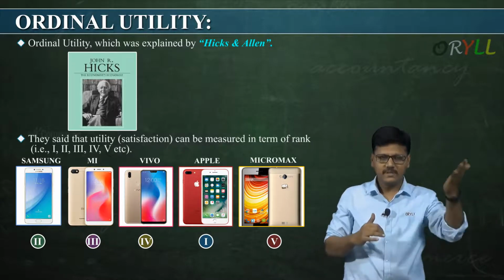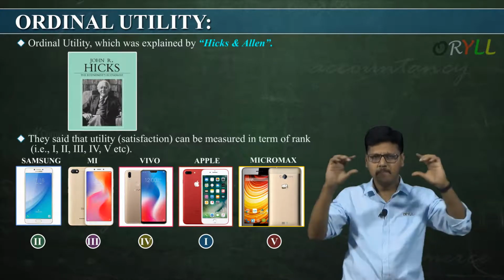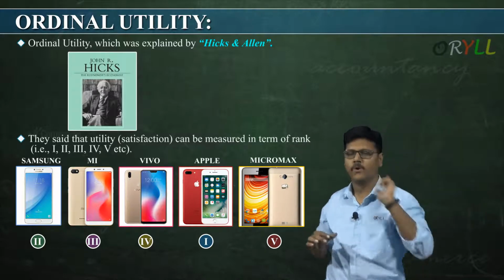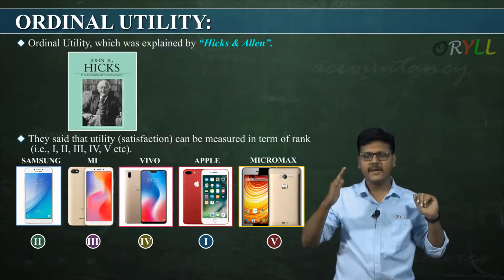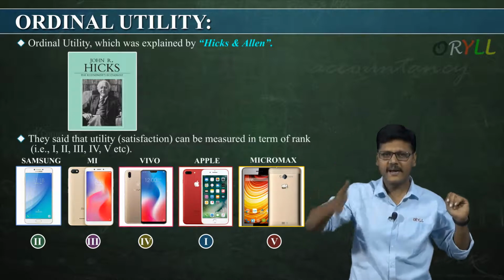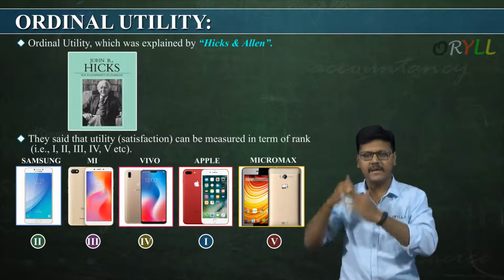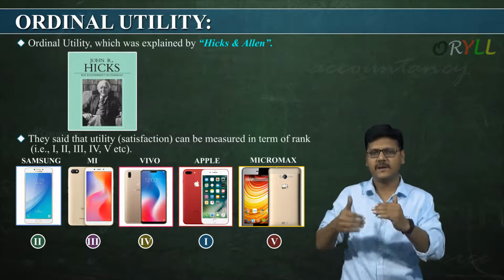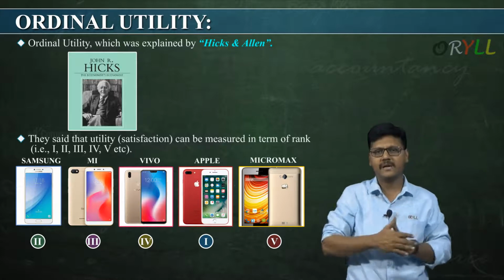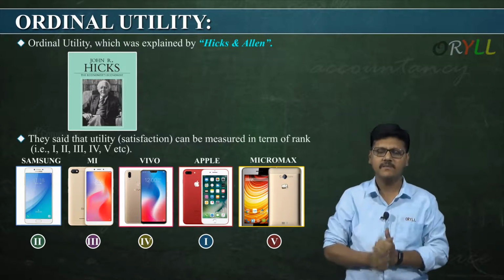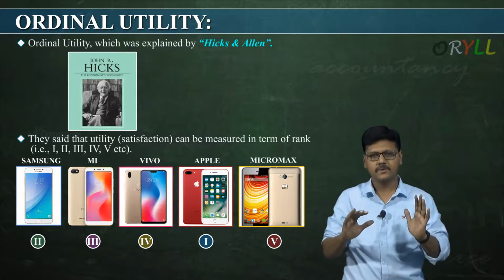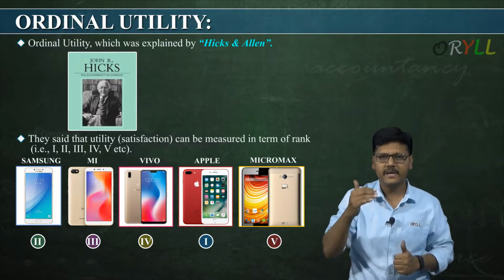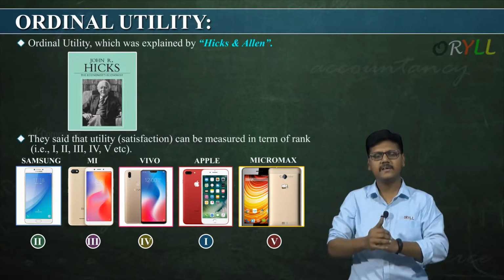So this is how cardinal and ordinal are. The simple difference: according to cardinal, utility can be expressed in numbers like 1, 2, 3, 4. Whereas ordinal utility cannot be expressed in numbers, it can be expressed only in ranks, and we can compare. Like first rank, second rank, third rank, fourth rank. It means first rank is better than the second rank, is better than the third rank, is better than the fourth rank, is better than the fifth rank. So this is how we can arrange our satisfaction levels. So these are the major differences between cardinal and ordinal. On the basis of this ordinal concept, indifference curve analysis was built by Hicks and Allen.